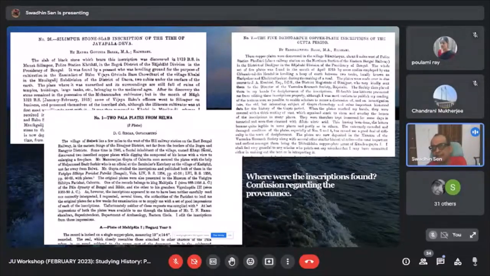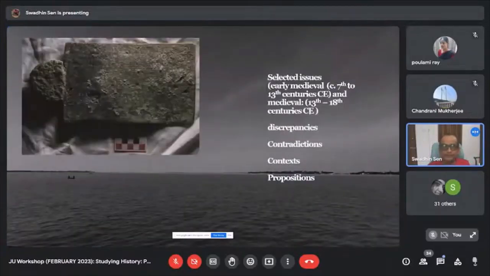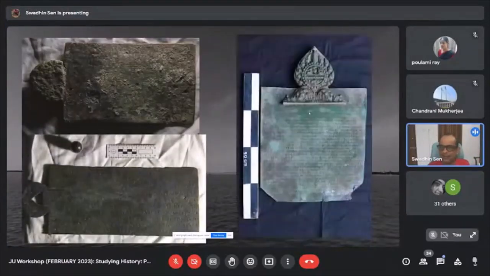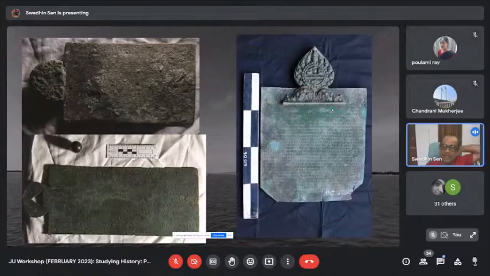For the Damodarpur copper plate inscription, we have surveyed the place and we haven't found any material culture which corresponds to the Gupta period or post-Gupta period, or the period belonging to that particular time frame. For Belwa or the Silimpur stone slab inscription, we have surveyed the places, and in Belwa, we have conducted archaeological excavation. This is the right side. This is a new inscription we have discovered from the treasury of the government, and I have sent it to our friend Ryosuke Furui to decipher it.